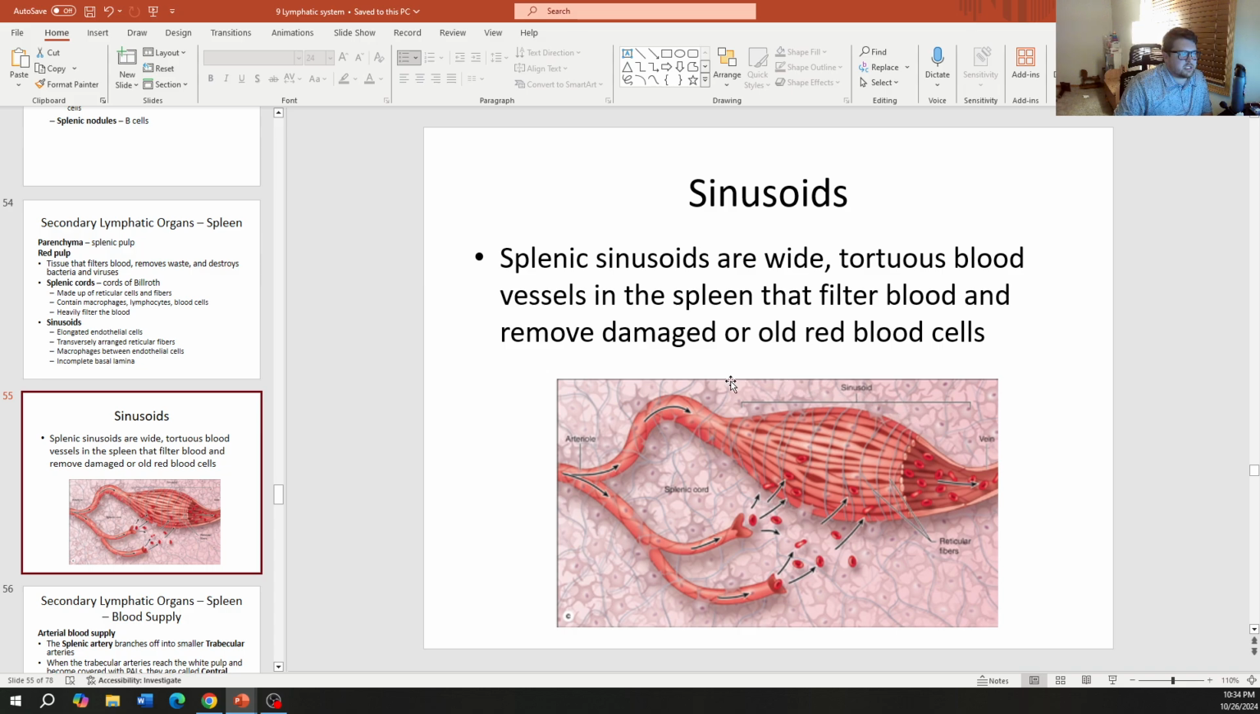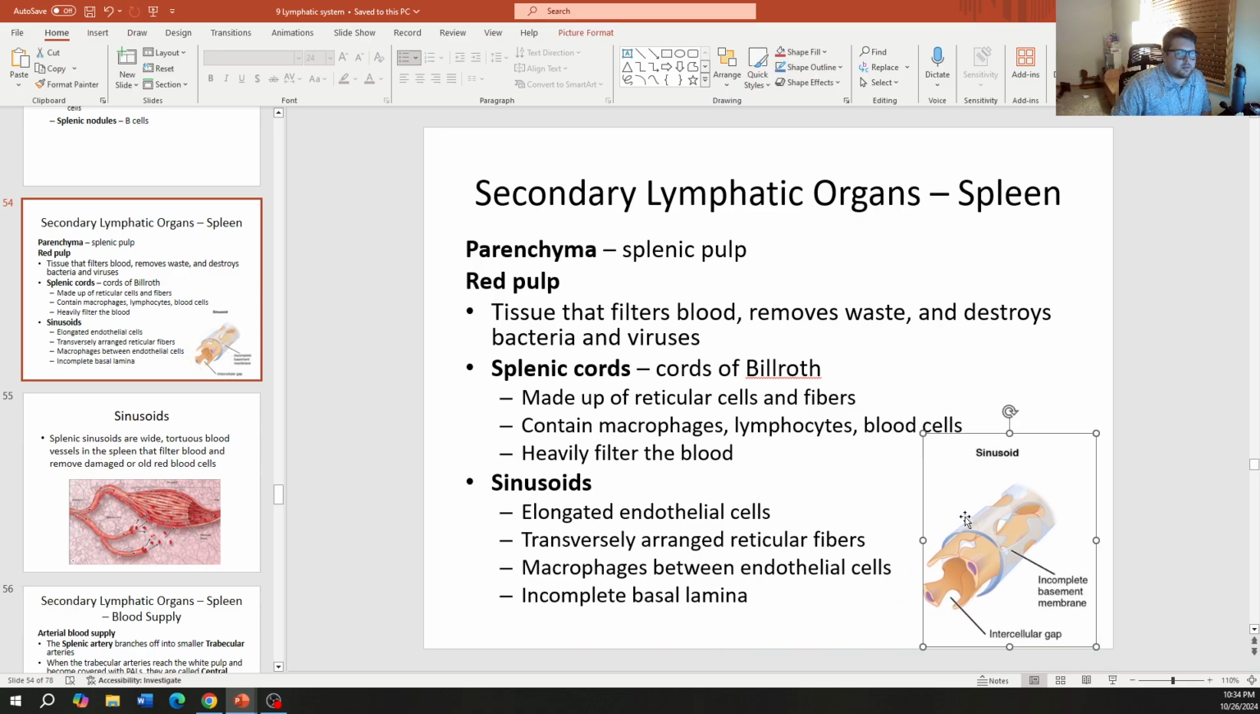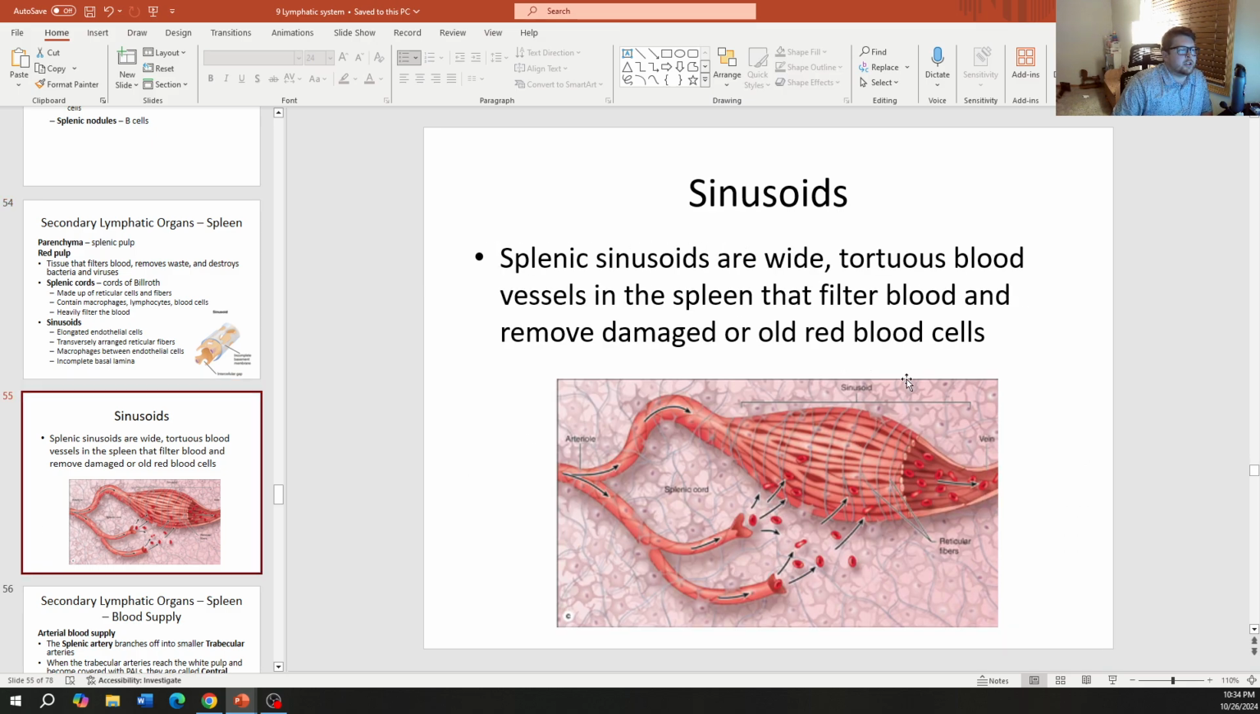So you have these sinusoids, these special little ballooned up parts. You can almost think of it like a ballooned up part of a vessel that has lots of cracks and openings to it. So they are sinusoidal, like that picture. Let me actually bring that picture back. Like that sinusoid we talked about with the capillaries. Very similar to that, but they're ballooned like this in order to create those big gaps. So they're wide, tortuous blood vessels, tortuous meaning kind of twisting, in the spleen that filter blood and remove damaged or old red blood cells. Okay, so that's what these guys look like.